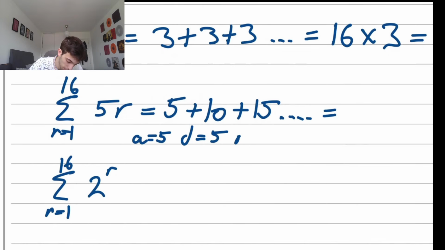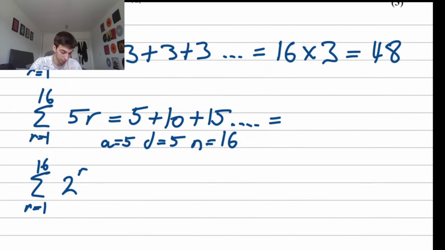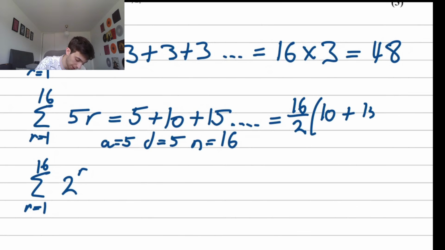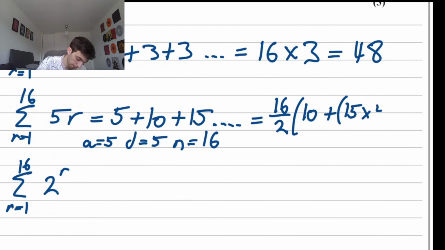And then we have the number of terms, where we can quickly see that this is from r equals 1 to r equals 16, so we're going to have 16 terms. So let's just plug this into the formula. We have n over 2, 16 over 2, multiplied by 2a, so that's 2 times 5, which is 10. Then we're going to be adding on n minus 1, so that's 16 minus 1, which is 15, multiplied by the common difference, which is 5.